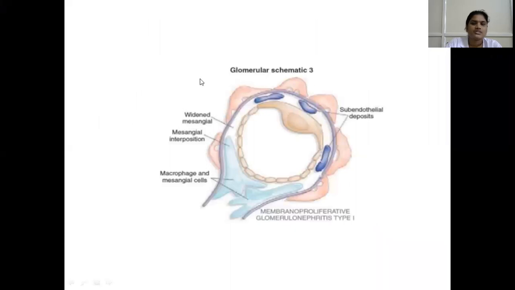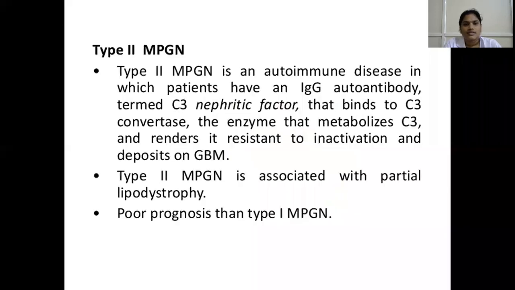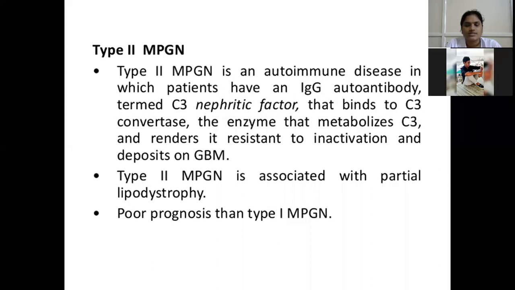So this is a presentation. Here we will be able to see widening of the mesangium and mesangial interposition, macrophages in the mesangial cells, and subendothelial deposits. This is the main presentation. Then type 2 is an autoimmune disease in which the patients have an IgG autoantibody, C3 nephritic factor, that binds to the C3 convertase, the enzyme that metabolizes C3.